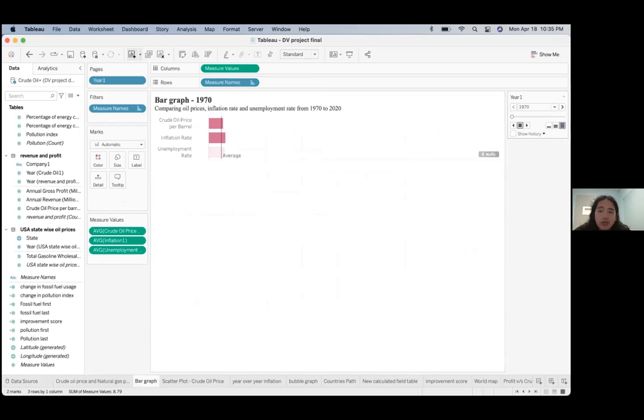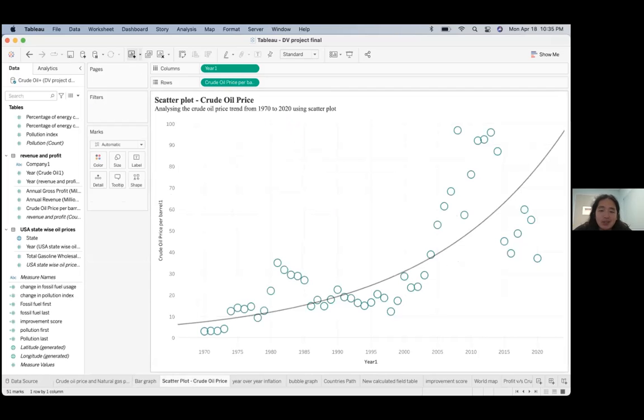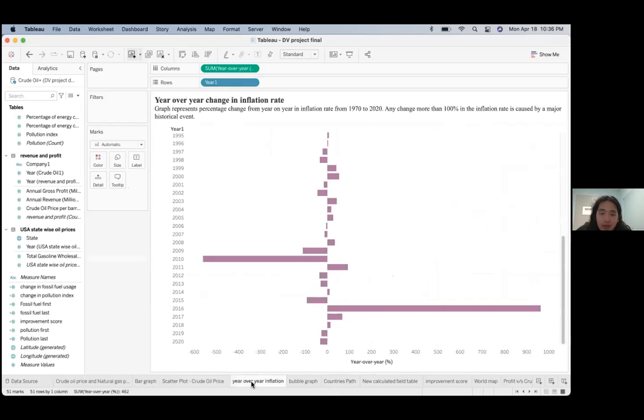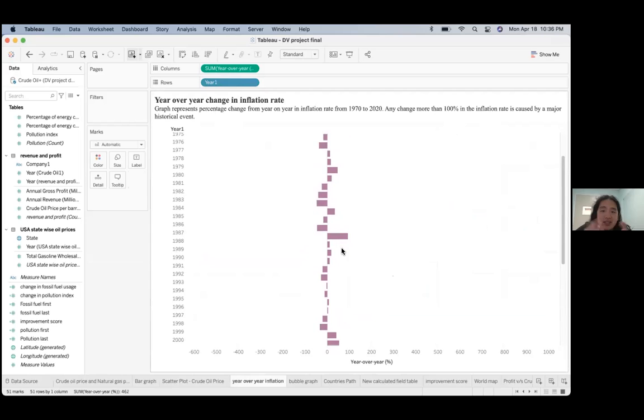Okay, here's a bar graph. Once you look at the bar graph, we're going to see from 1970 to 2000. So we can see crude oil price increase and inflation rate and unemployment rate, those are going together. And next. So for the scatter plot, we are talking about crude oil price per barrel. And there's a line. That line is the average and those bubbles are surrounded by the average and it's up and down. So it depends on what's happening in that year.